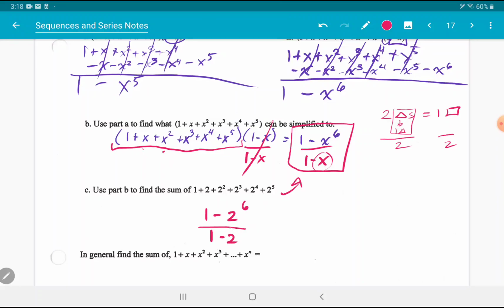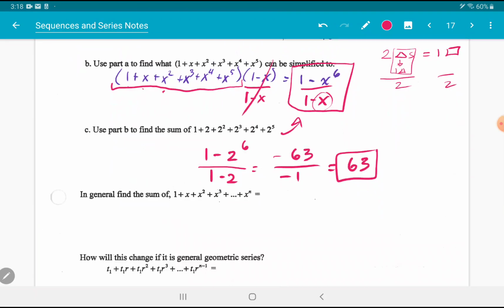Okay, if we plug that in, 2 to the 6 is what? 64. So 1 minus 64 would give us negative 63 over 1 minus 2, which is negative 1. So we get the value of 63, like that. Okay? All right. Let's go on to the next part.